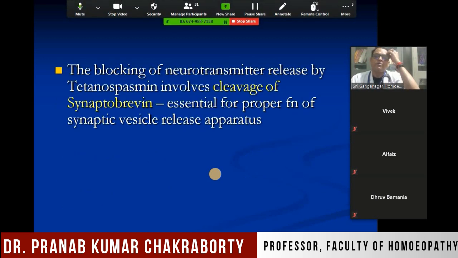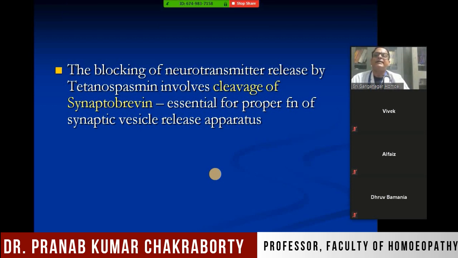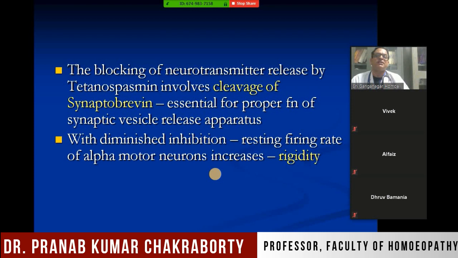So the blocking of neurotransmitter release by tetanospasmin involves cleavage of synaptobrevin. Synaptobrevin is a protein which helps in releasing GABA from the presynaptic vesicles. So this effect is restricted by these toxins. With diminished inhibition, resting firing and rigidity of alpha motor neurons increases.